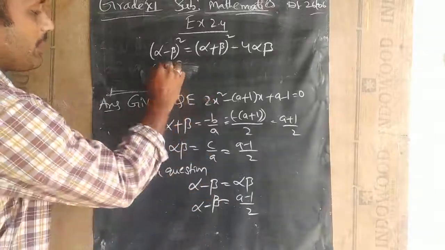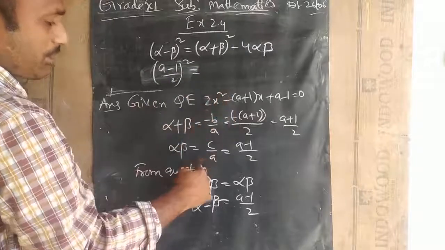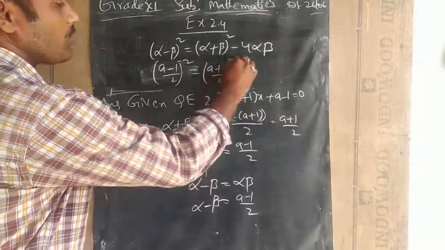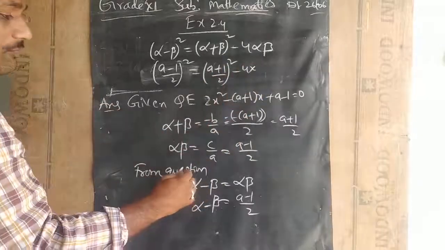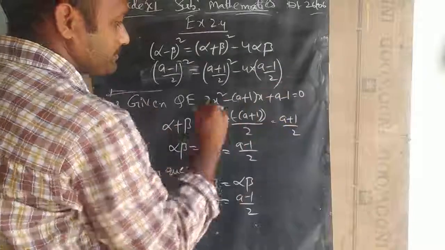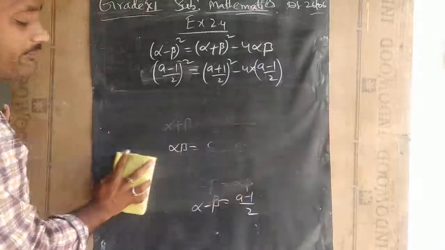We have the values now. ((a − 1)/2)² is equal to alpha plus beta, which is ((a + 1)/2)², minus 4 into alpha beta, (a − 1)/2. Let us try to solve this. We have to show that the a value is 2.